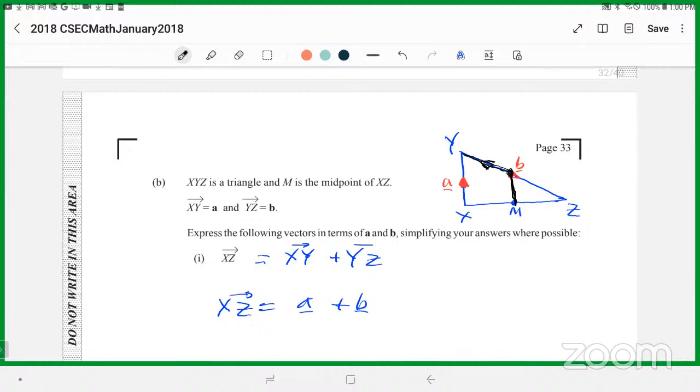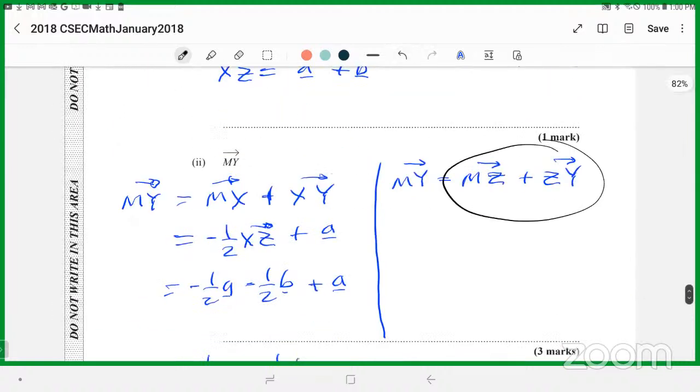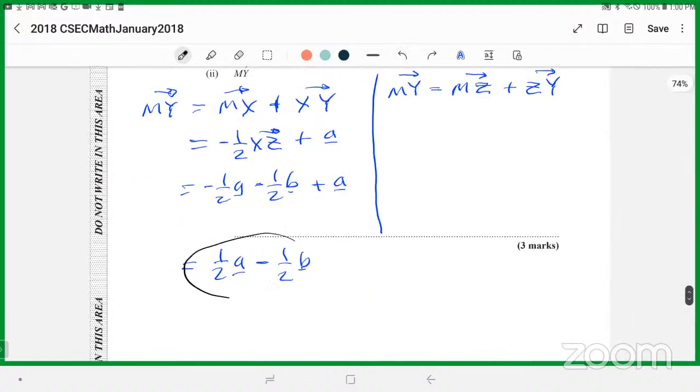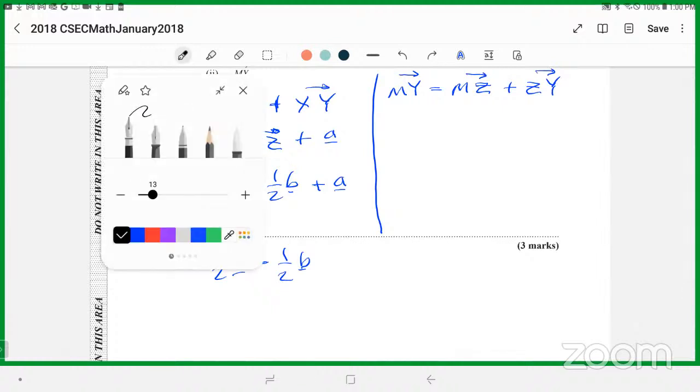That's correct. The answer looks good. This will be half A up here, and then minus half B. Because I'm going in the opposite direction to B when I go this way. That's why it is minus. So the answer looks correct. Half A minus half B. But let's work it out the other way now. We must get the same answer as that, if it is correct, right?